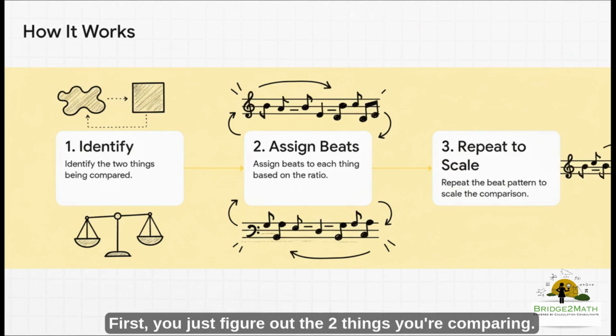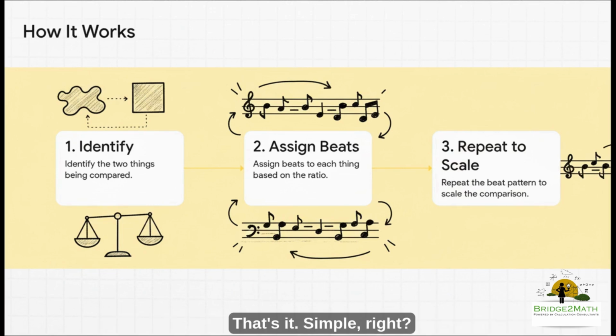It's dead simple. First, you just figure out the 2 things you're comparing. Second, you assign the right number of beats to each of those things from the ratio. And third, if you need to scale it up, you just repeat the beat pattern. That's it. Simple, right? Let's actually put it into action.